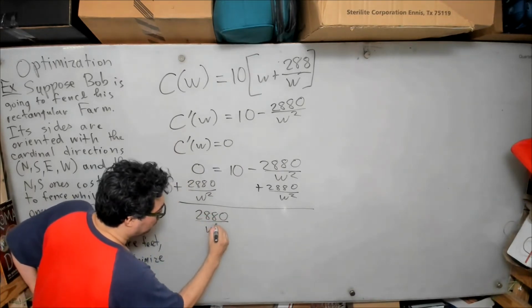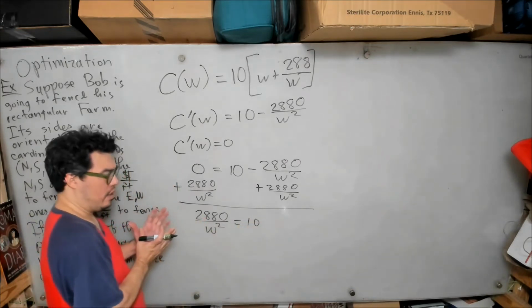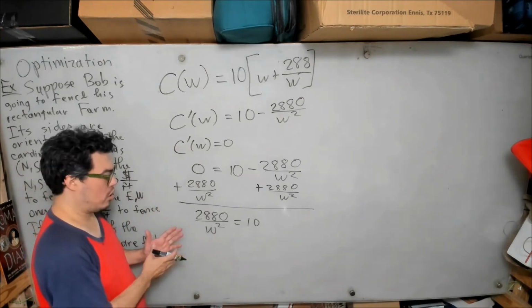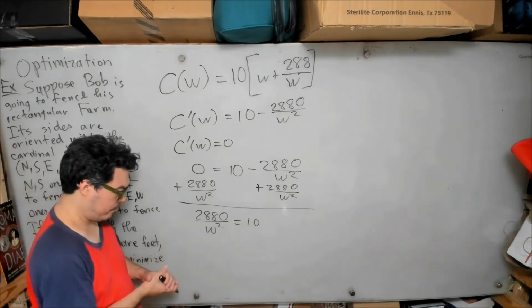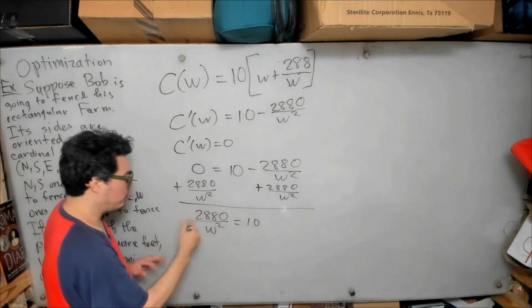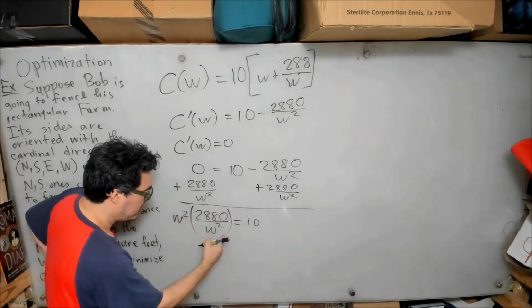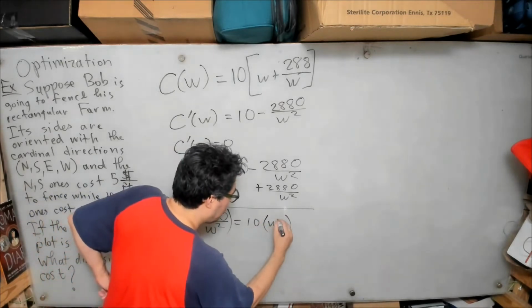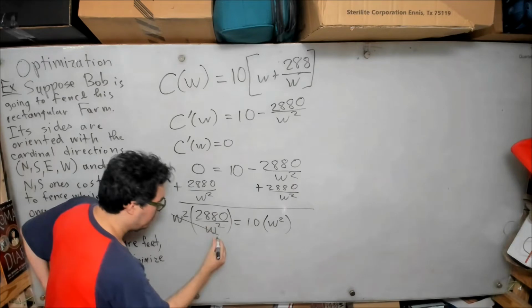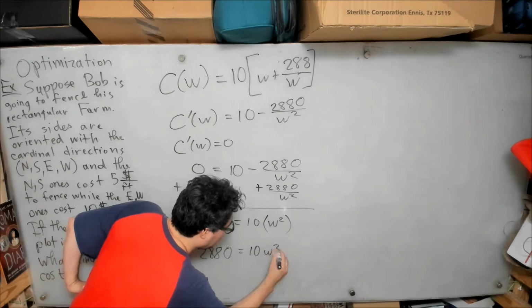2880 over W squared equals 10. On the left-hand side, I have 2880 being divided by W squared. I'm going to multiply both sides by W squared, because when I multiply the left-hand side by W squared, it'll cancel with this W squared. In other words, this will be algebraically better. So this is gone, and we get 2880 equals 10 W squared.